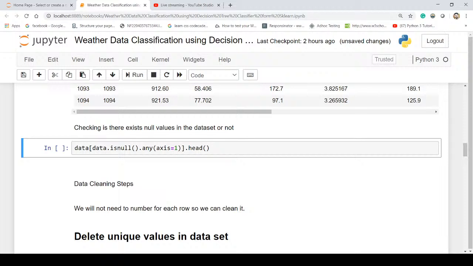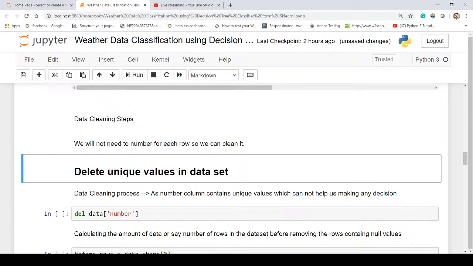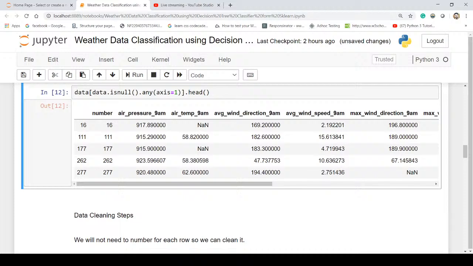Yeah. So you can see in this third section here, there are a few null values, which we can clearly see in air temperature underscore 9 am and the max wind direction underscore 9 am. There are a couple of null values over here. So what we can do is clean our data.